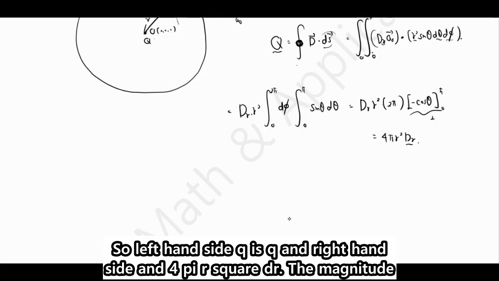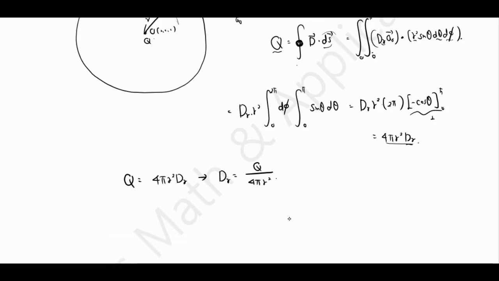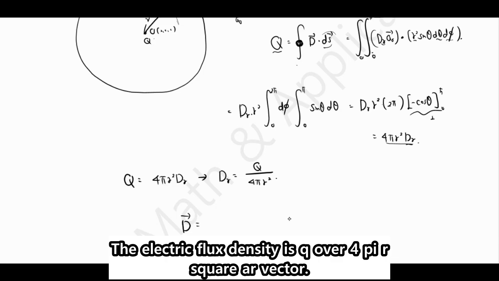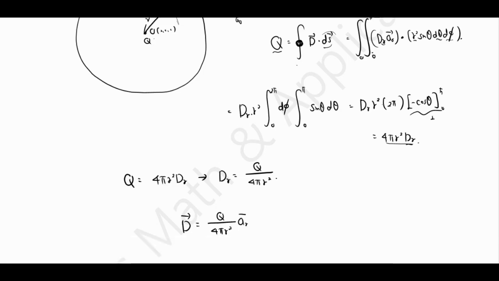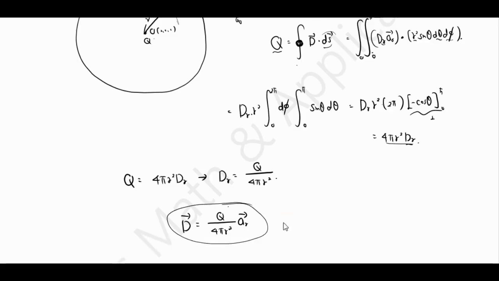So left hand side is Q, and right hand side is 4 pi r square dr. The magnitude of electric flux density dr is Q over 4 pi r square. The electric flux density is Q over 4 pi r square a_r vector. This is electric flux density for point charge.